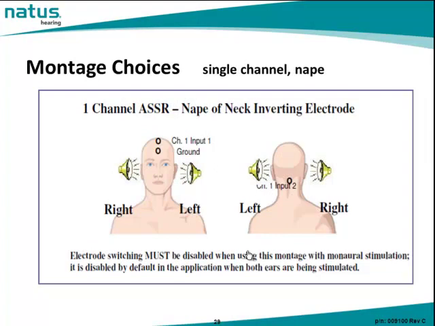Some users may prefer to continue using the nape of the neck. This was something that was used in the original version of the Master software. If you're using the nape of the neck as your inverting electrode, your high forehead is still your non-inverting electrode, low forehead is ground. Electrode switching must be disabled if you're using this montage and only stimulating one ear at a time. Electrode switching is disabled by default in the application when both ears are being stimulated.